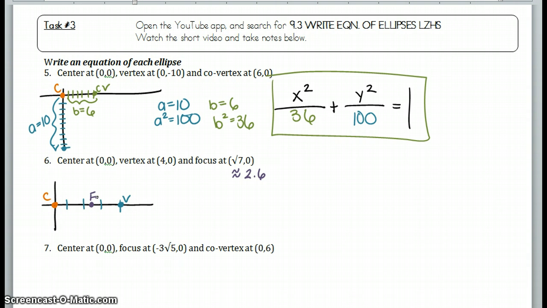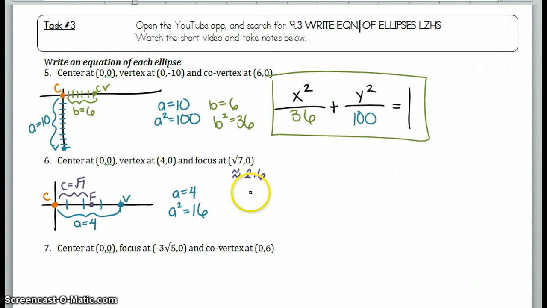Now I can start to figure out the different values I need. So again, a is the length from the center to the vertex. So here it's a value of 4. Since a is a value of 4, that means the a squared that I actually need for my equation would be 16. The other length I'm given is the length from the center to the focus, which is represented by c. Again, here that's the square root of 7. Now I don't need that to write my equation.